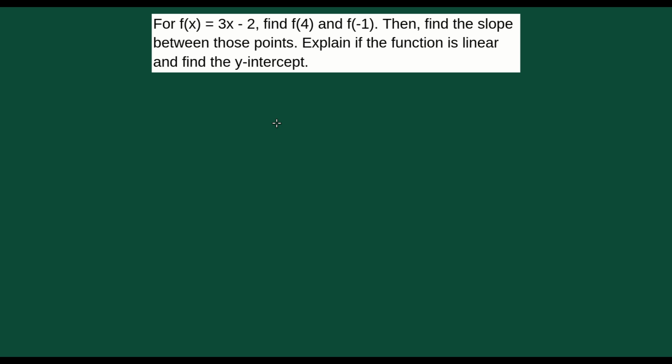Alright, so to start with, let's figure out what is f of 4. For f of 4, we're going to put 4 wherever we see x. In this case, there's only one place. So f of 4 is going to be 3 times 4 minus 2. That's 12 minus 2. F of 4 is 10.